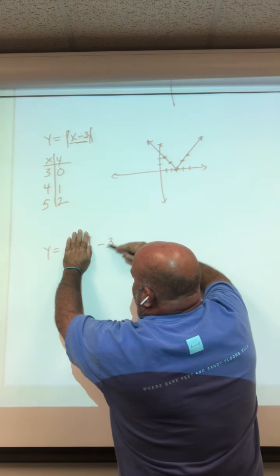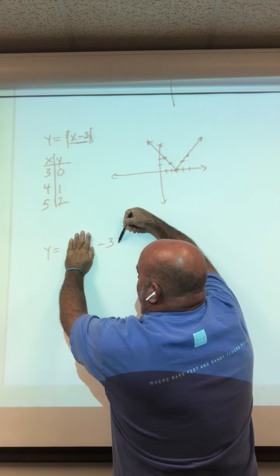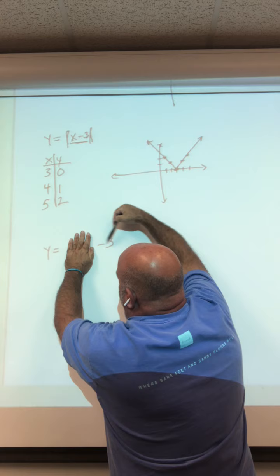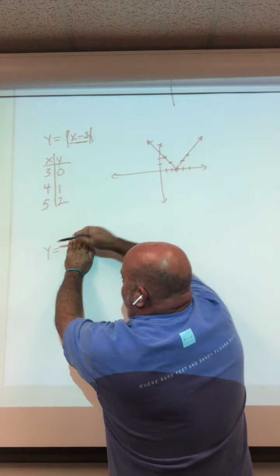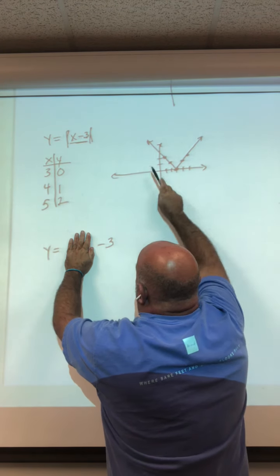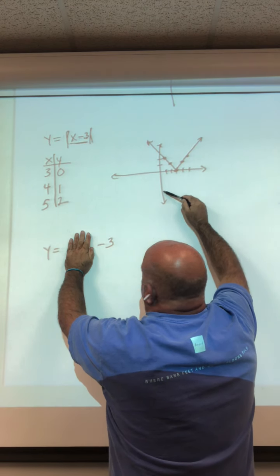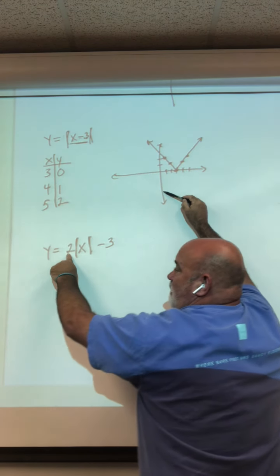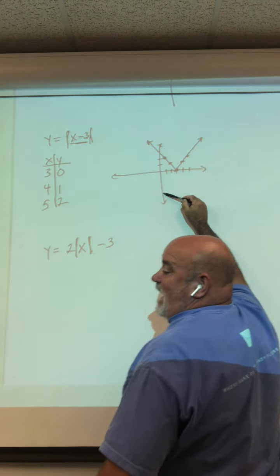What's this number on the end do? It subtracts 3 from all of your y values. So if you're subtracting 3 from all of your y values, that's down 3. So this is going to be a V-shaped graph that's not shifted left or right, but it is shifted down 3. 1, 2, 3. Now, what's this number going to do? It affects the width of it. I'm not sure exactly how.